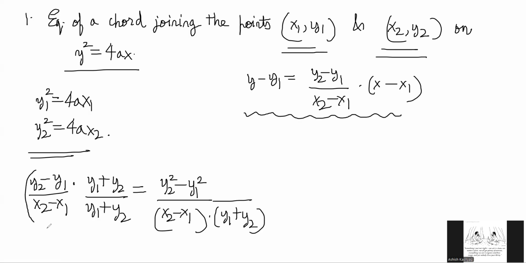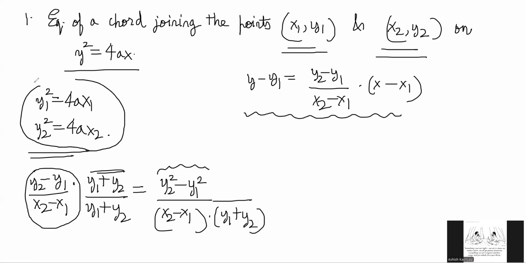What have I done here? I'm trying to simplify the slope a little bit. To do that, I have multiplied it by this. Why? Because that makes it y2 square minus y1 square. And I know what that is.